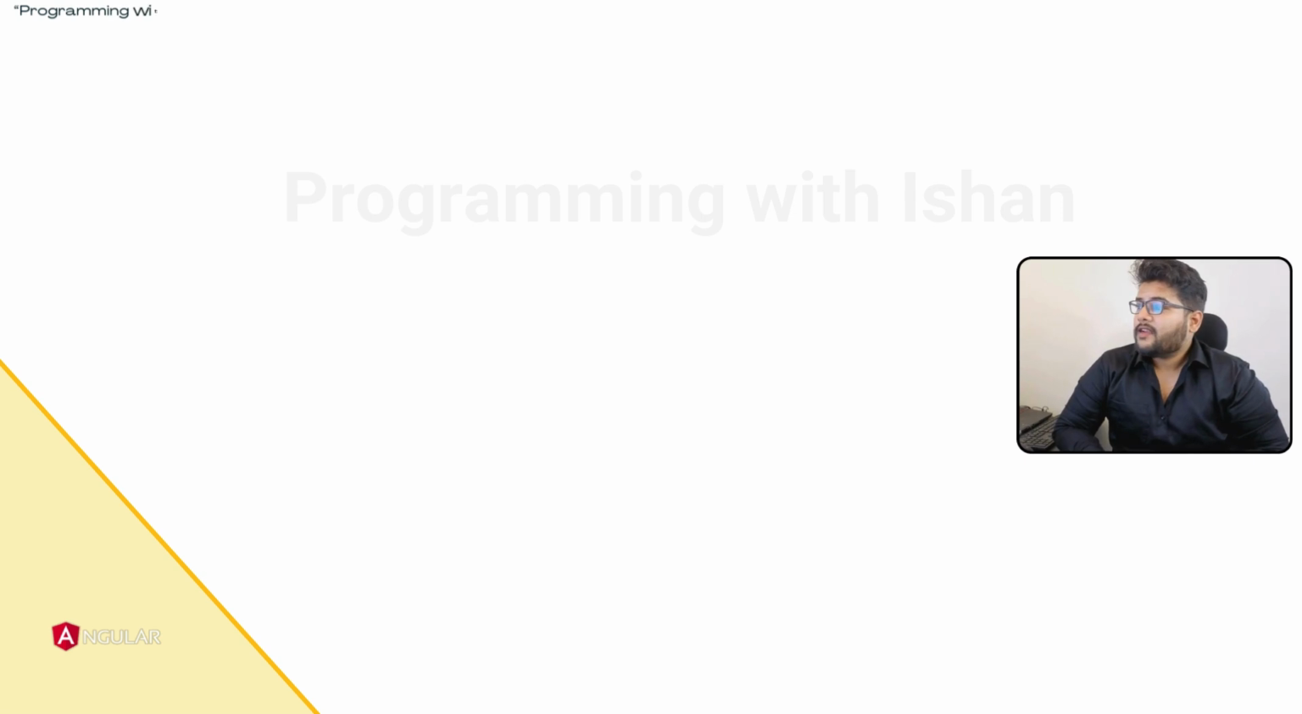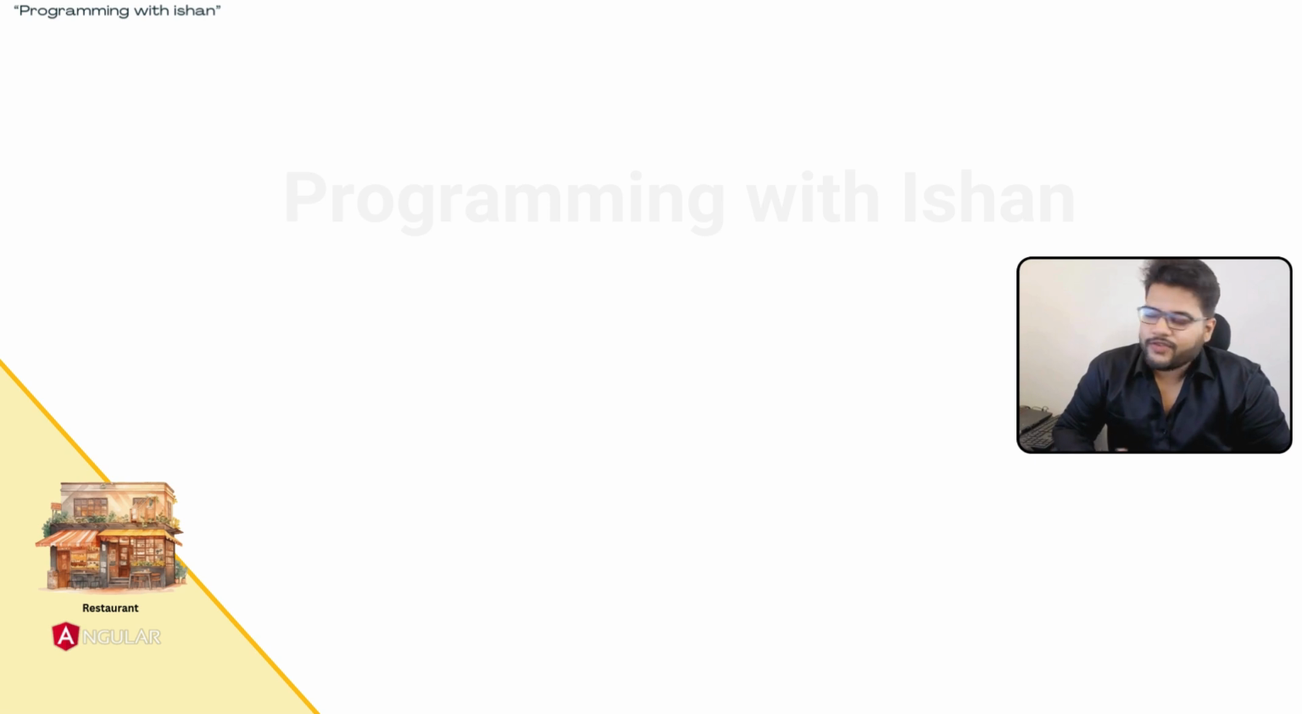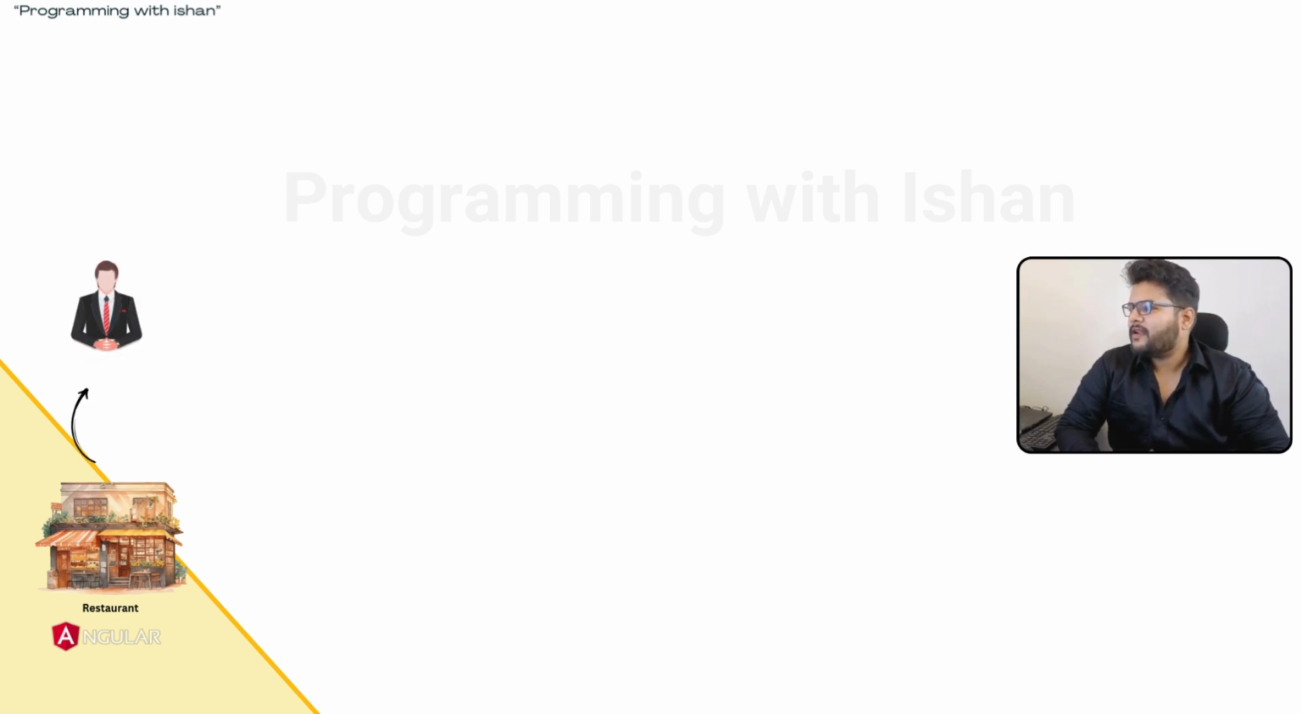I think we can understand the core building blocks of Angular with an example of a restaurant. So let's consider a restaurant whose name is Angular application, and this restaurant has a manager appointed. Let's keep the name of this manager as Mr. App Module.